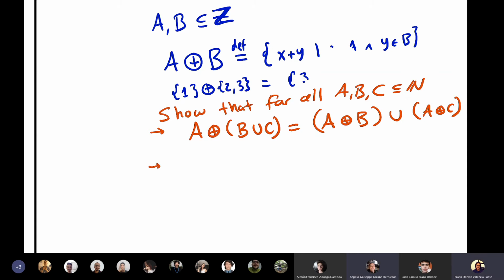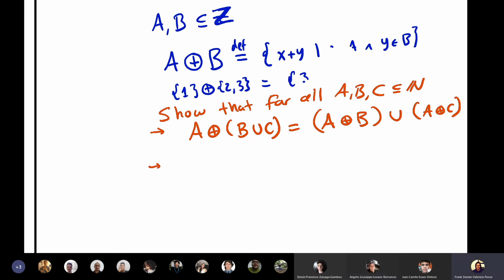No, that's not a proof. Because then I just take the empty sets, all of them, and that satisfies the equation, right? So no, of course not. You have to show that for every A, B, and C, from the definition.